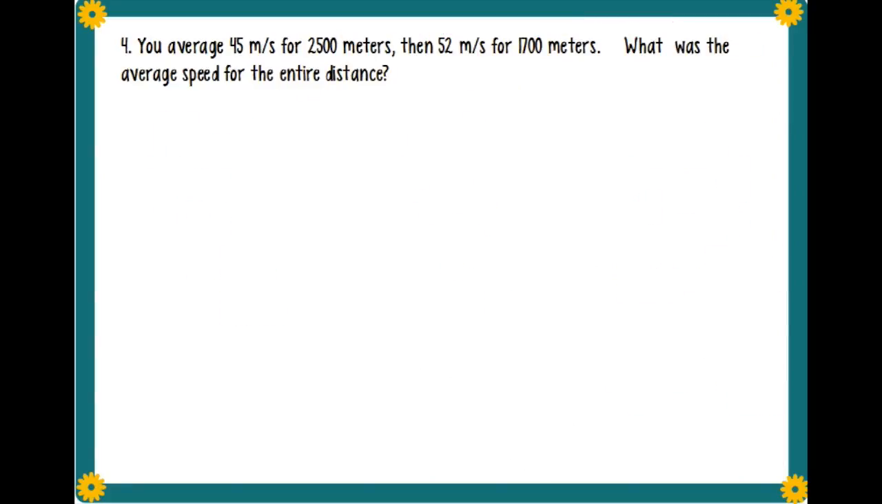Number 4, you average 45 meters per second for 2,500 meters, then 52 meters per second for 1,700 meters. So I can tell already this is one of those trip problems. What was the average speed for the entire distance? Let's set up the structure.